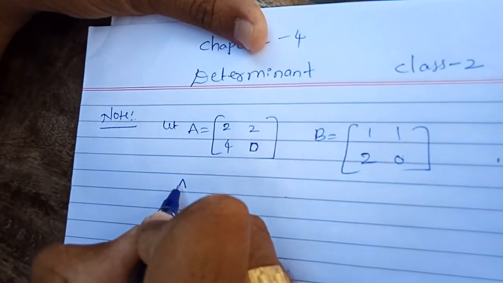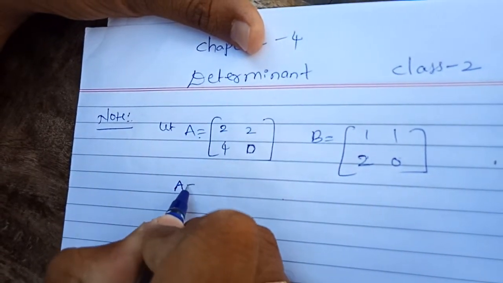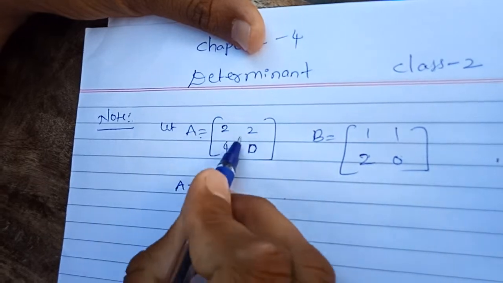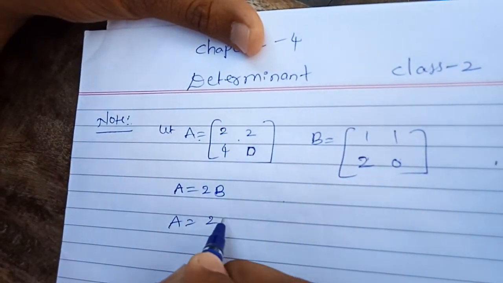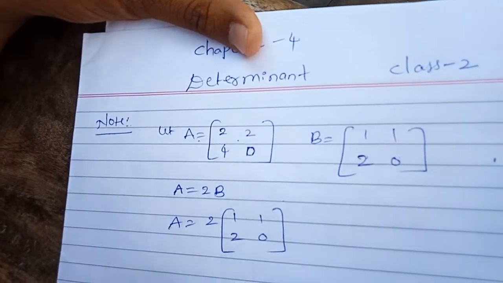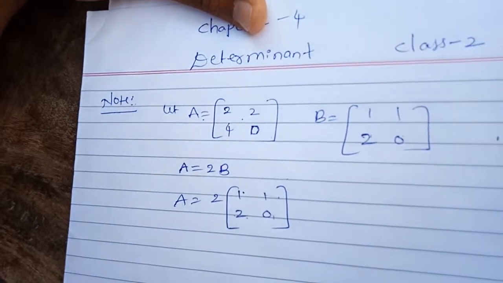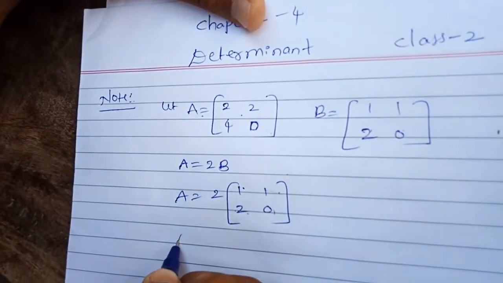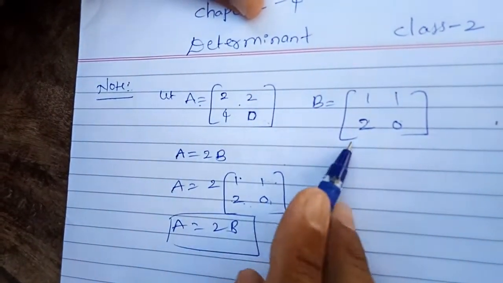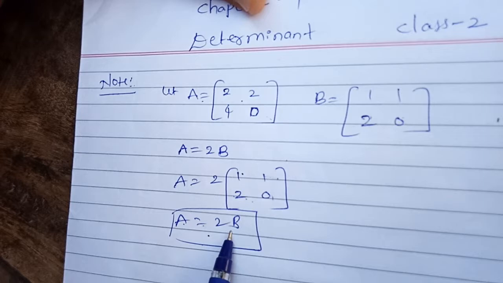Now if we observe the two matrices A and B, definitely we can write A is equal to 2 into B. Yes or no? Because in matrix A, we take 2 common. By taking 2 common, we get [1 2; 1 0]. That's all. 2 ones are 2, 2 twos are 4, 2 into 0 is again 0. So see, this is the B matrix or not. From this we can write the condition A is equal to 2 into B.